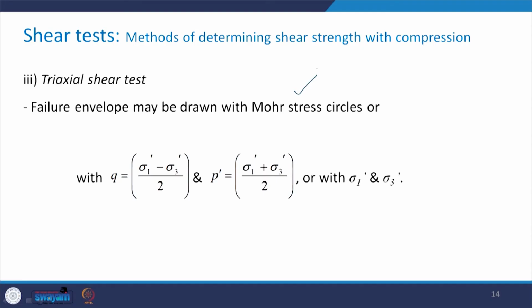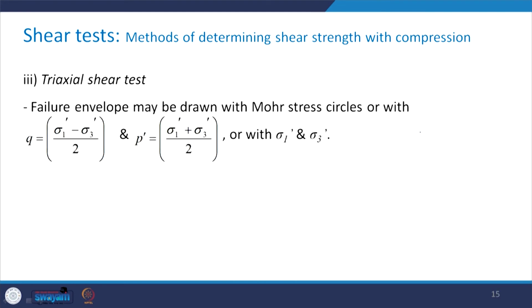in the lateral direction. Then the failure envelope may be drawn either by Mohr stress circle, or the plot can be done with q and p prime. q is given by sigma 1 prime minus sigma 3 prime by 2, and p prime is sigma 1 prime plus sigma 3 prime by 2, or we can have the plot with sigma 1 versus sigma 3 prime. From there also we can get the failure envelope. Now, let us see that if I have the Mohr stress circle, then how can we get it?